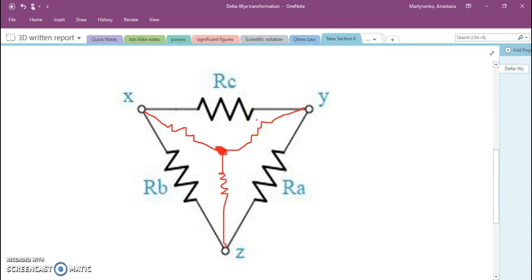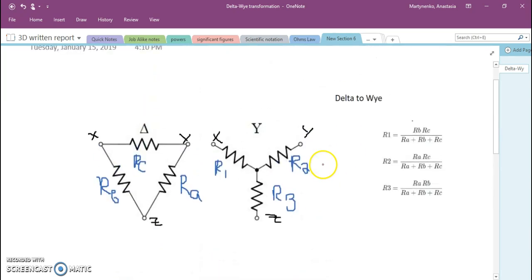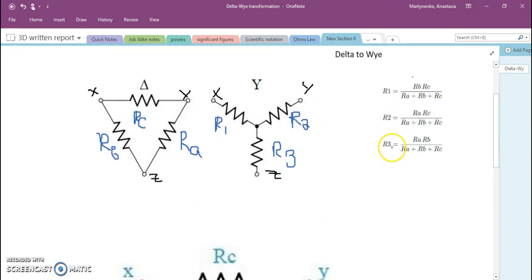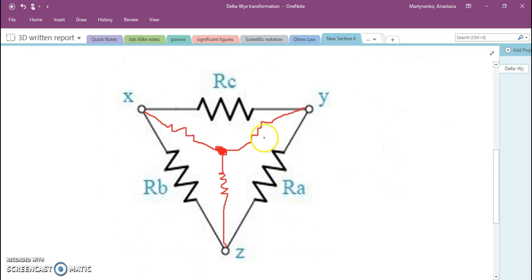Okay, remember my formulas, right? How I had R1 is RB times RC on top over RA plus RB plus RC. Well, this is R1. How do I know it's in between RB and RC? This is my R1. So whichever one you're looking for, right? It's going to be multiply the two next to it over the sum of all three.